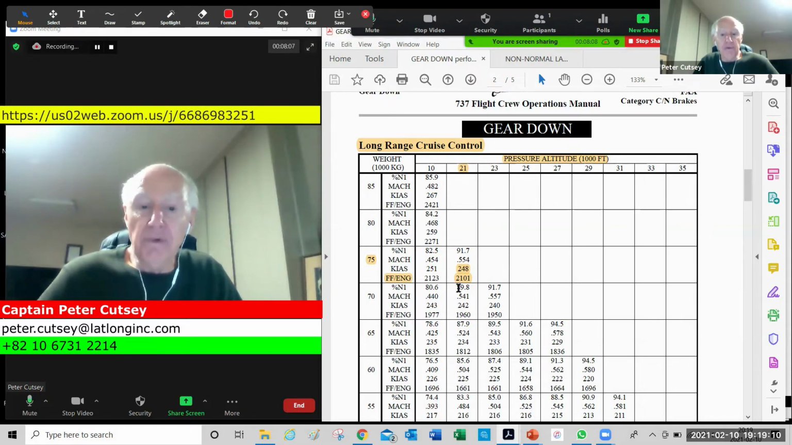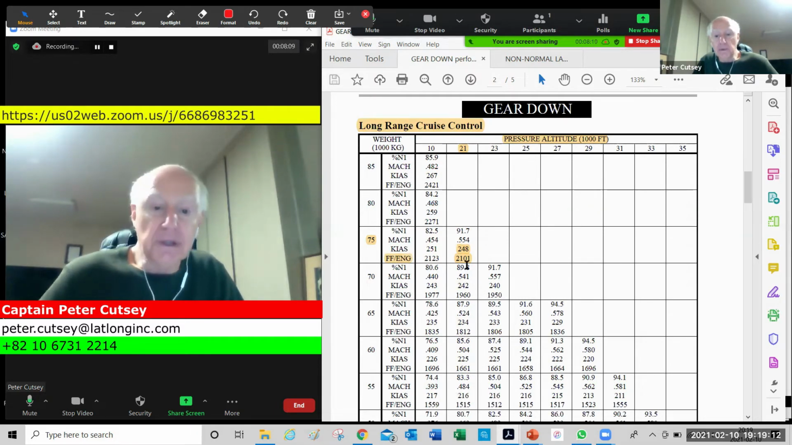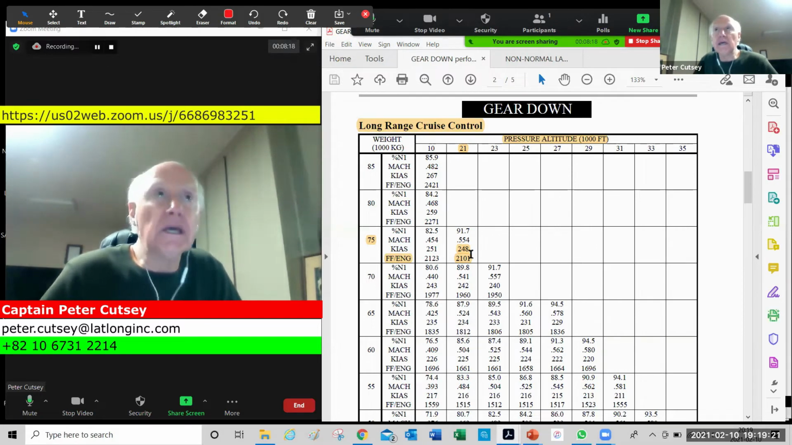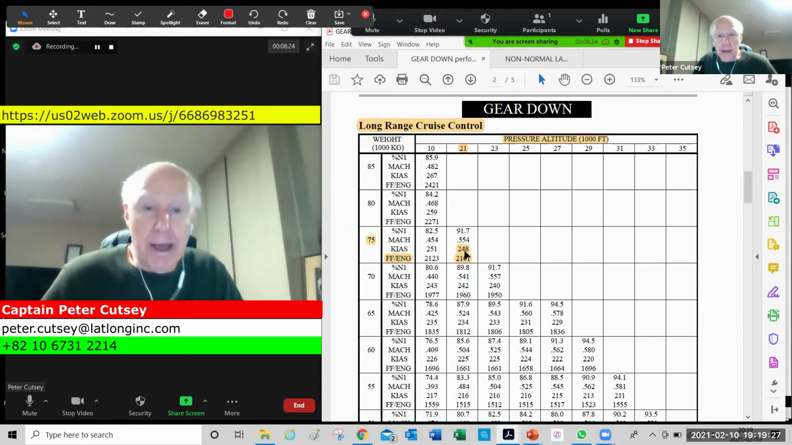You're looking at a fuel flow of 2,101 kilos per hour per engine. All right, so that works out to be 70 kilos per minute total. The reason why I'm saying that is you can't use the FMC with the gear down and with the situation you have with the flaps out. It's unusable as far as looking at fuel planning. That's why it's important you know where this is.